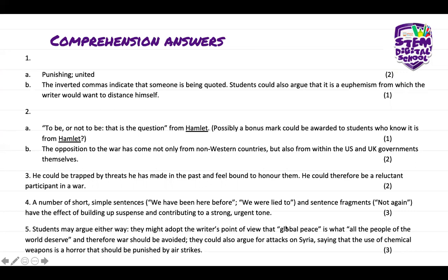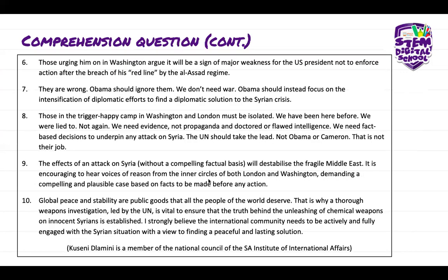I want you to reread this paragraph. And while rereading this, reread it as a public speaker with that command. Because usually that command tries to achieve something. So those in the trigger happy camp in Washington and London must be isolated. We have been here before. We were lied to. Not again. We need evidence, not propaganda and doctored or flawed intelligence. We need fact-based decisions to underpin any attack on Syria. The UN should take the lead, not Obama or Cameron. That is not their job.